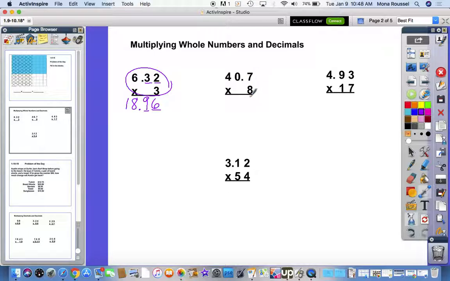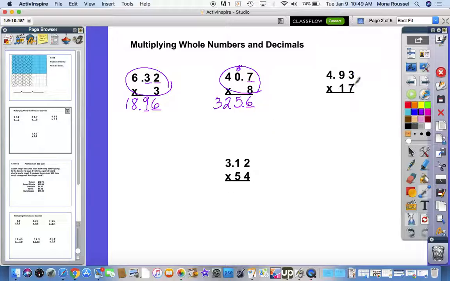In our second example, we'll again not worry about the decimal until we're finished multiplying. 8 times 7 is 56. 8 times 0 is 0, plus 5 would be 5. 8 times 4 is 32. Now that we're finished multiplying, we have to place the decimal in the product. In our first factor, we count 1 decimal place. In the second factor, there are no decimal places. So we have a total of 1 decimal place, so we show 1 decimal place in our product. So the answer is 325 and 6/10.